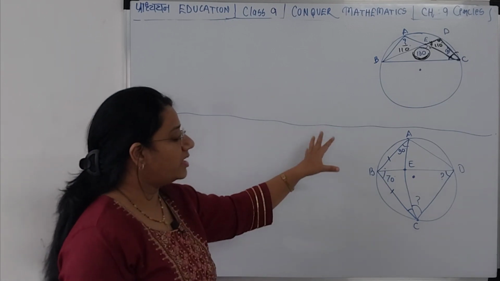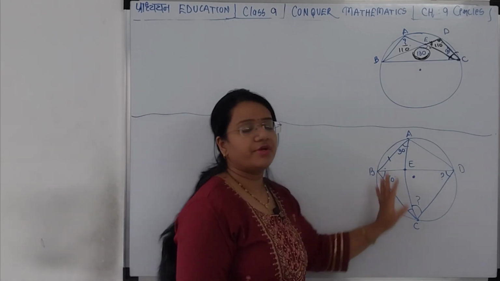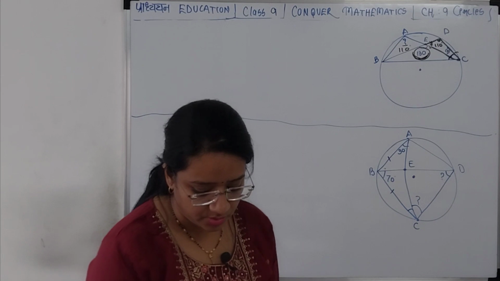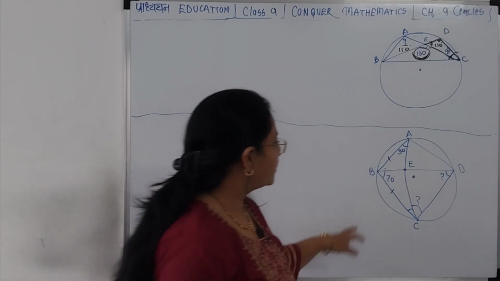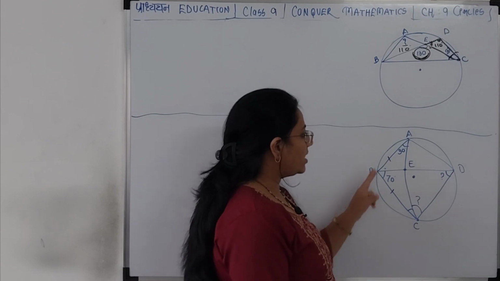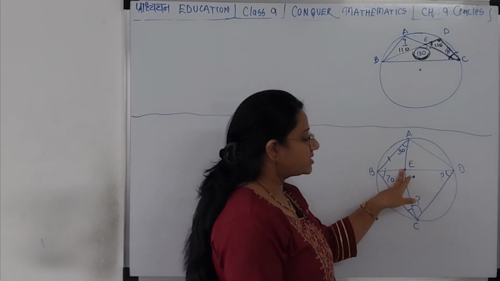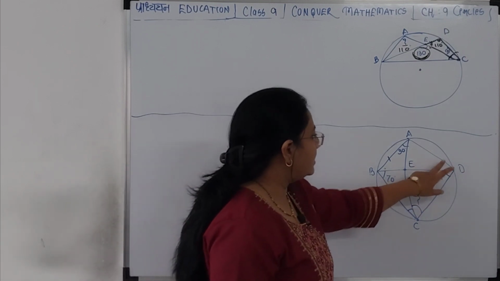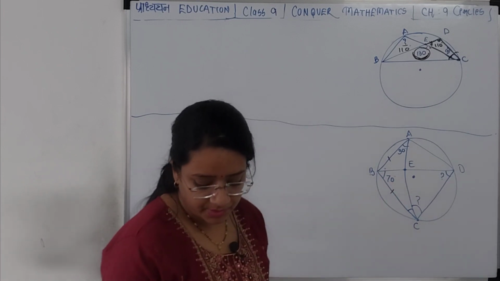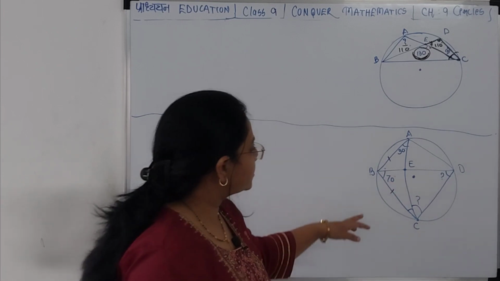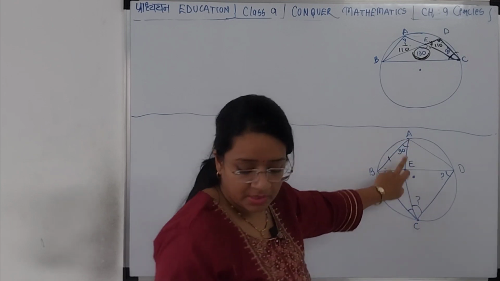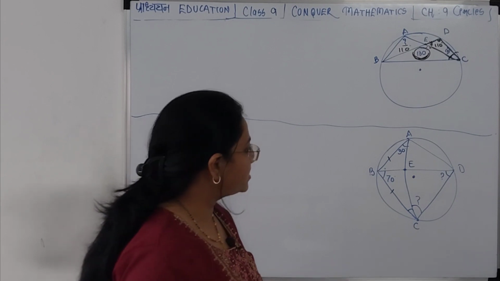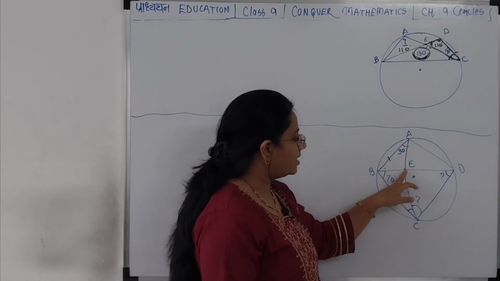Okay. Let's read and understand this question. This looks very difficult, but it's not. Let's read the question. ABCD is a cyclic quadrilateral whose diagonals AC and BD intersect at E. If angle DBC is 70 and angle BAC is 30, find angle BCD. Further, if AB is equal to BC, find angle ECD.